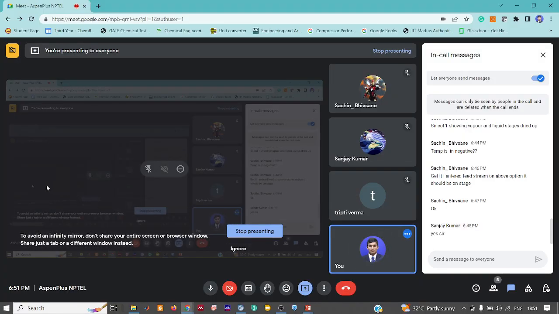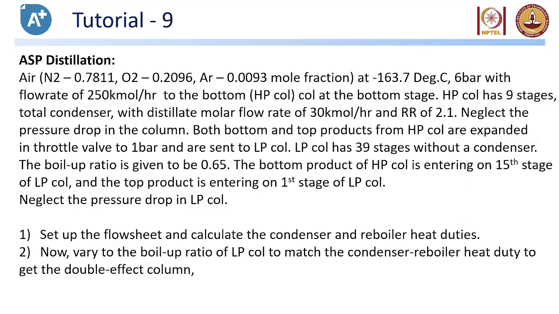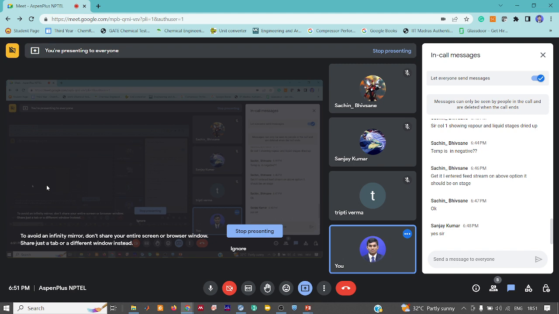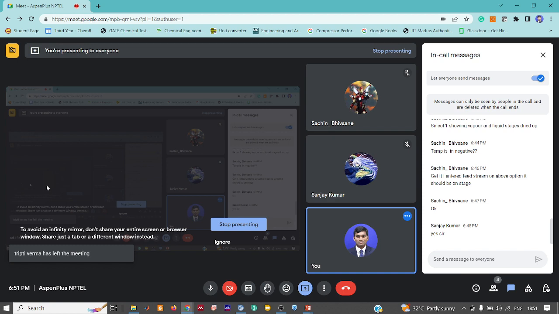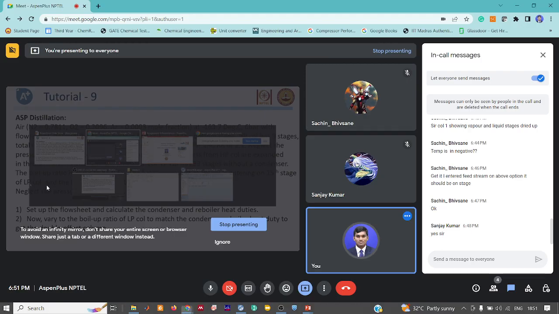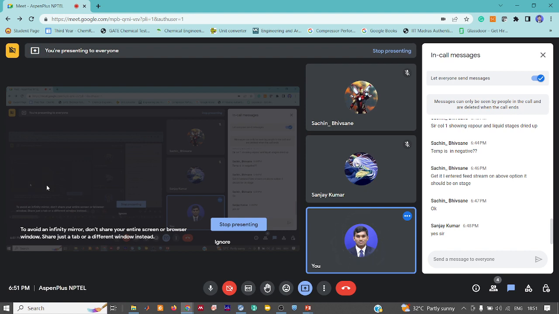You're able to get some answer for that, matching the condenser and reboiler heat duties. Sanjay, Sachin, can you please respond? Are you able to do the second part? Okay, Sanjay, please do it. Please save your file in between, okay?